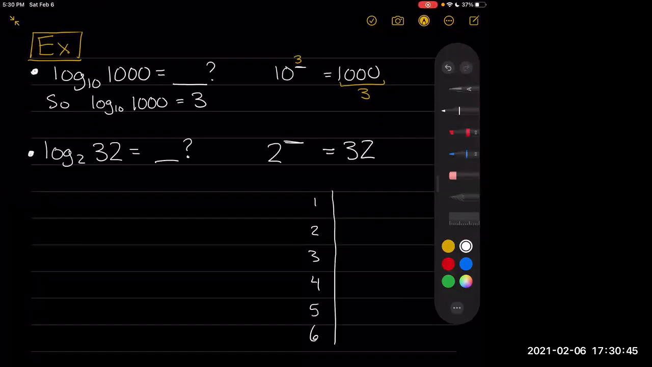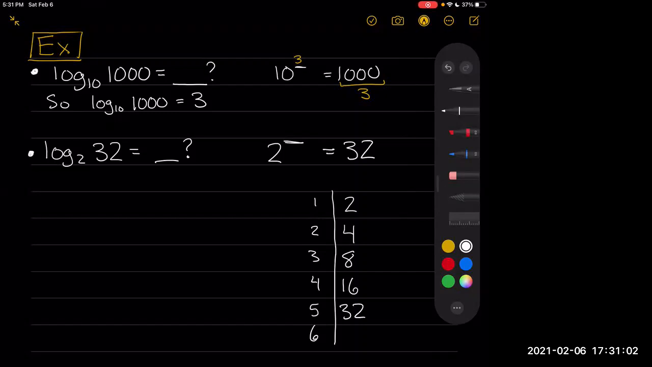And then on the other side, it'll be 2 raised to the first power, that's 2. Then you double it, and you get 4. 4 times 2 is 8. 8 times 2, 16. 16 times 2, 32. So that means here, this is what we wanted. So 2 to the 5th equals 32. So log base 2 of 32 equals 5.